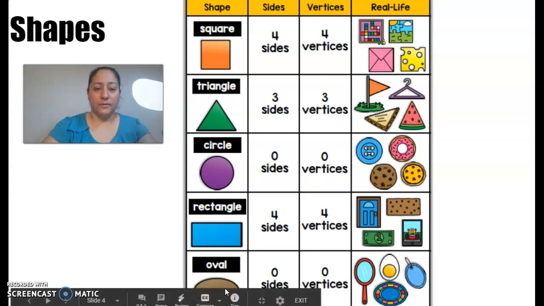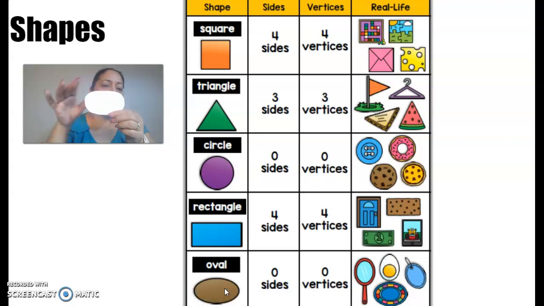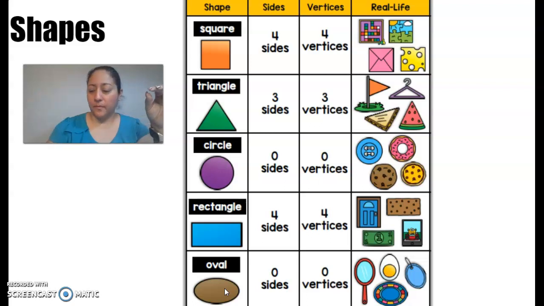And then last, we have the oval. And so the oval has no sides either, like the circle. And it has no vertices, so it's round. It doesn't have any sides and it doesn't have any vertices. Okay. All right.